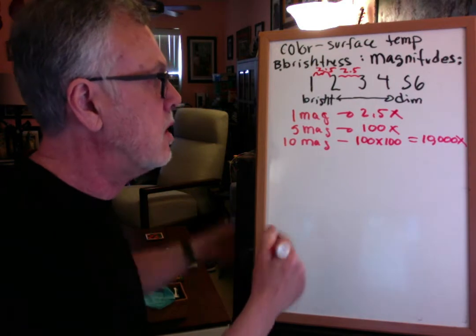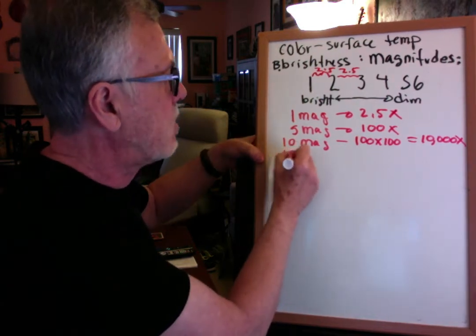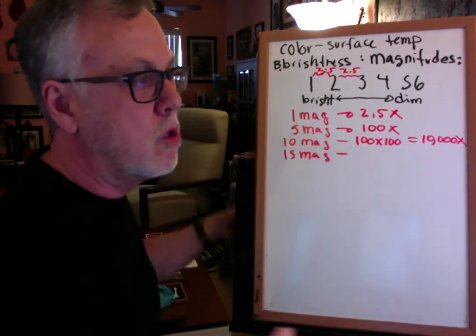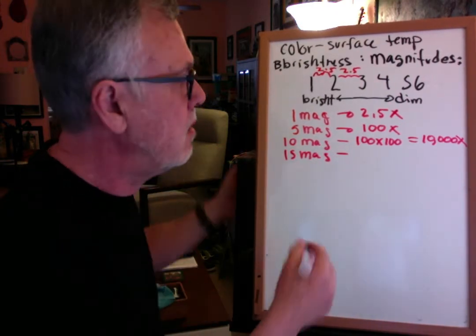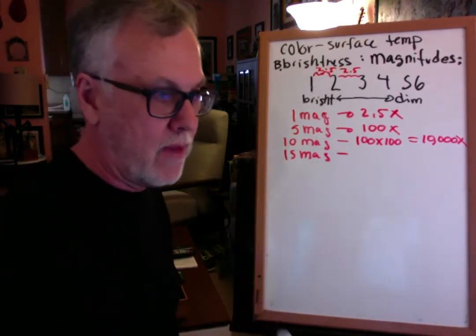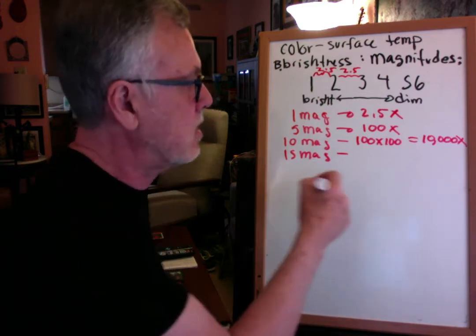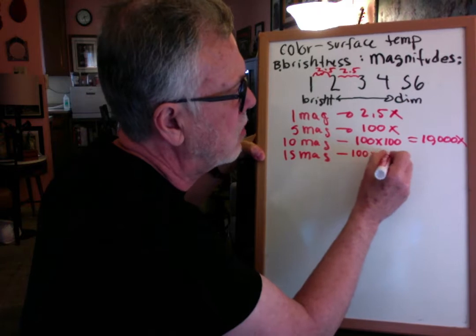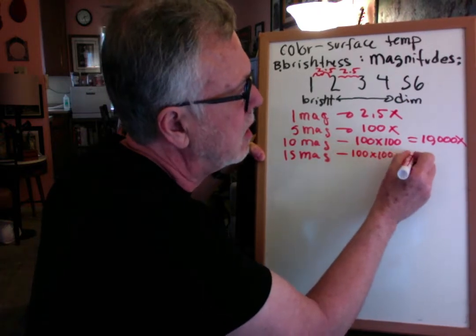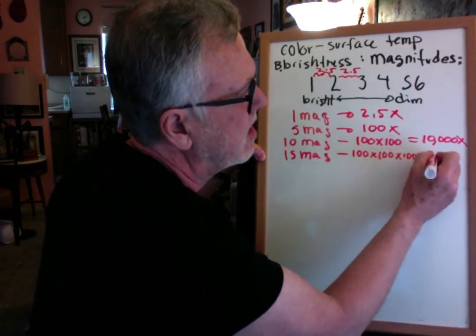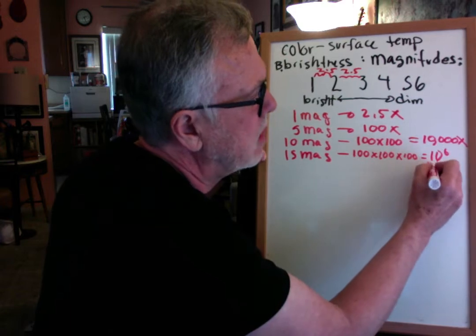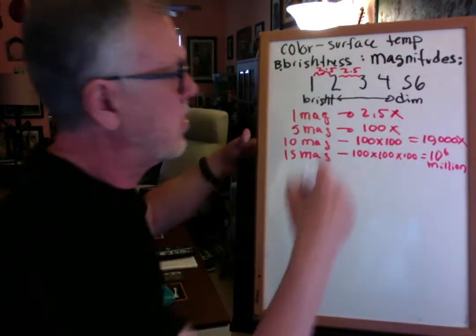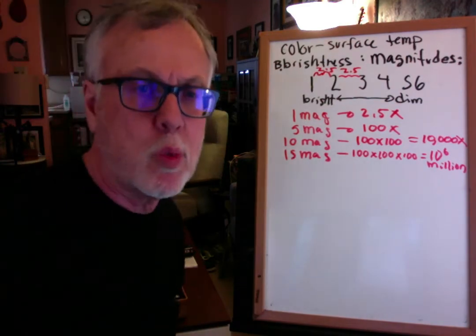Just to continue this, a 15 magnitude difference in brightness between 2 stars on this scale is 2.5 times 2.5 times 2.5, 15 times, which is 100 times 100 times 100, which is 10 to the 6, or 1,000,000 times difference, and so forth. So this is how those numbers work.